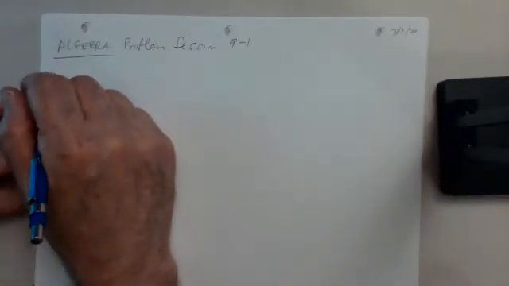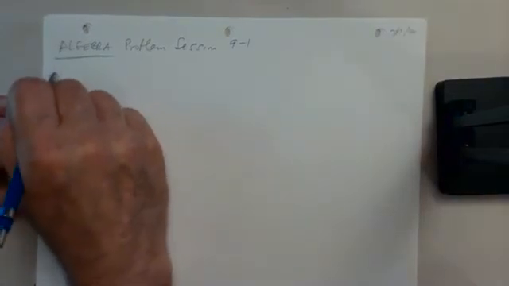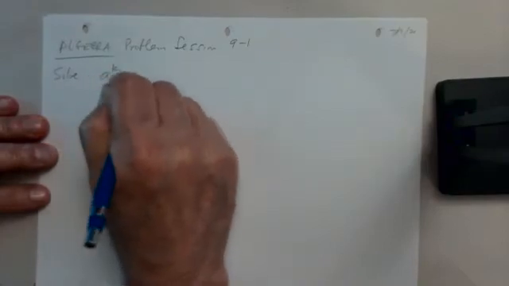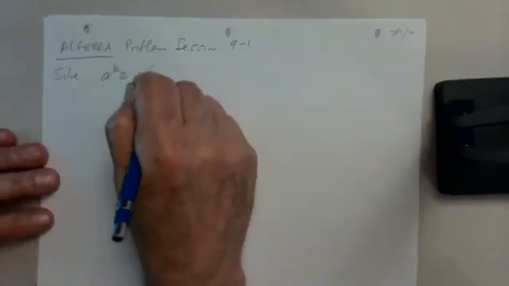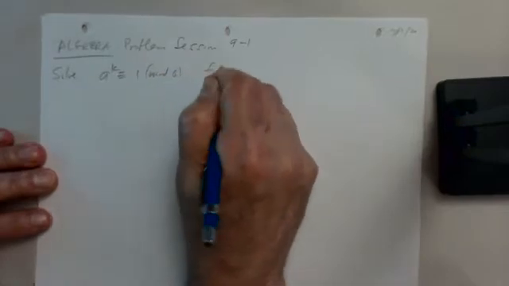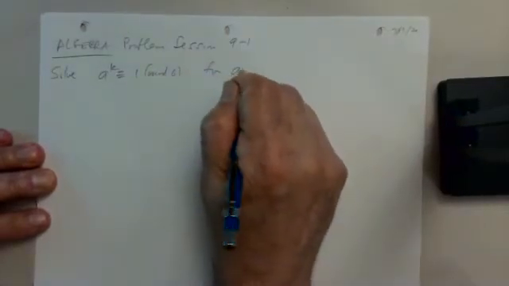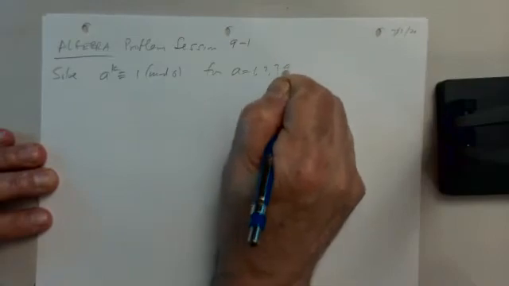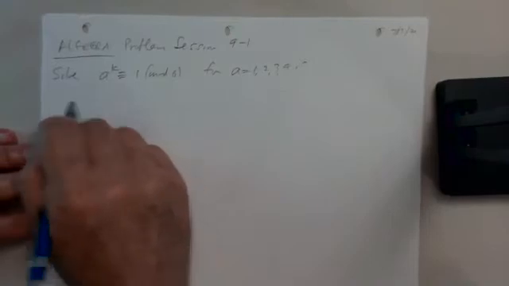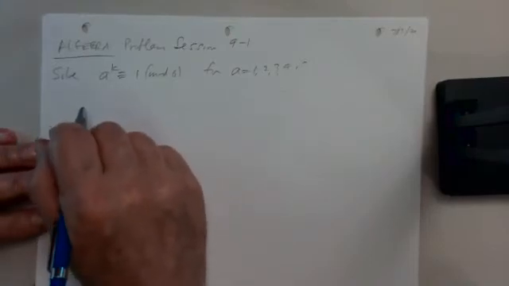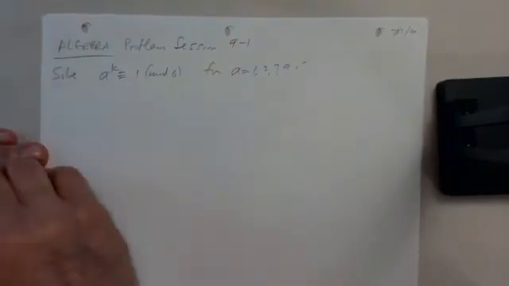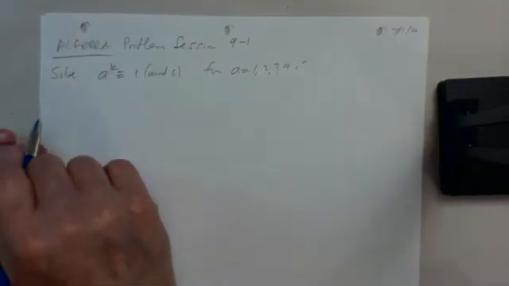Okay, so a is 1 to 5. Find the smallest integer k such that a to the k is congruent to 1 mod 6, where a is 1, 2, 3, 4, and 5. And we want to find the smallest positive integer k. I'm assuming that's what it meant, it didn't say smallest positive. But you're right, it should have said smallest positive.